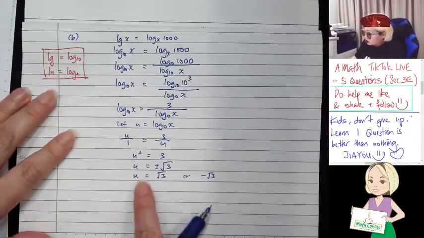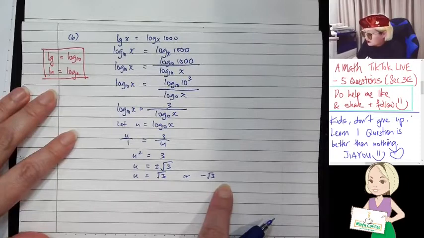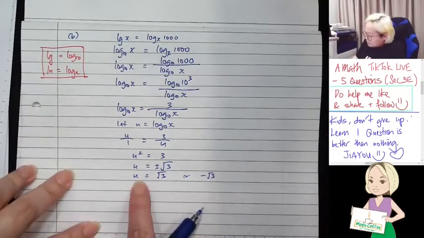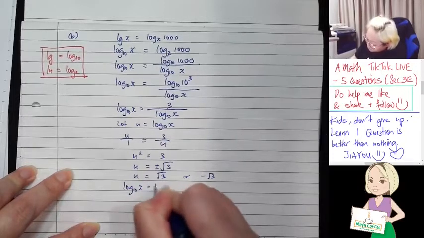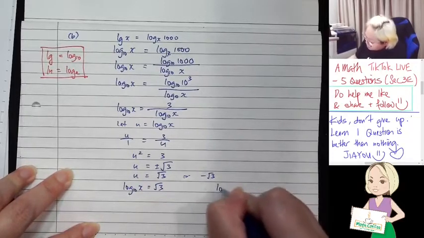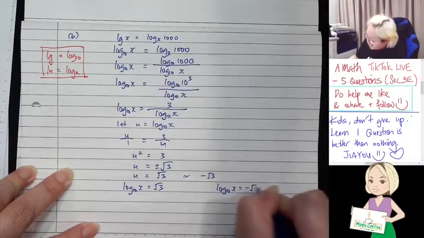Okay, so after that, my u is log 10 x, so it will be log 10 x equals square root 3 or log 10 x equals minus square root 3.